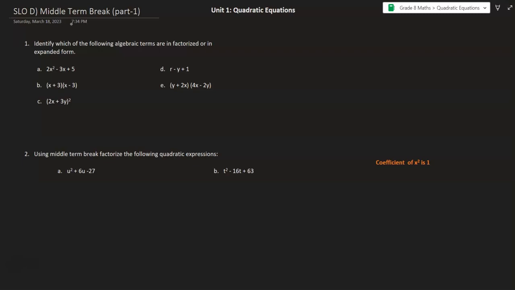Assalamualaikum class. So today we are going to do Unit 1 Quadratic Equation, SLO D, which is middle term break, and this is part 1.